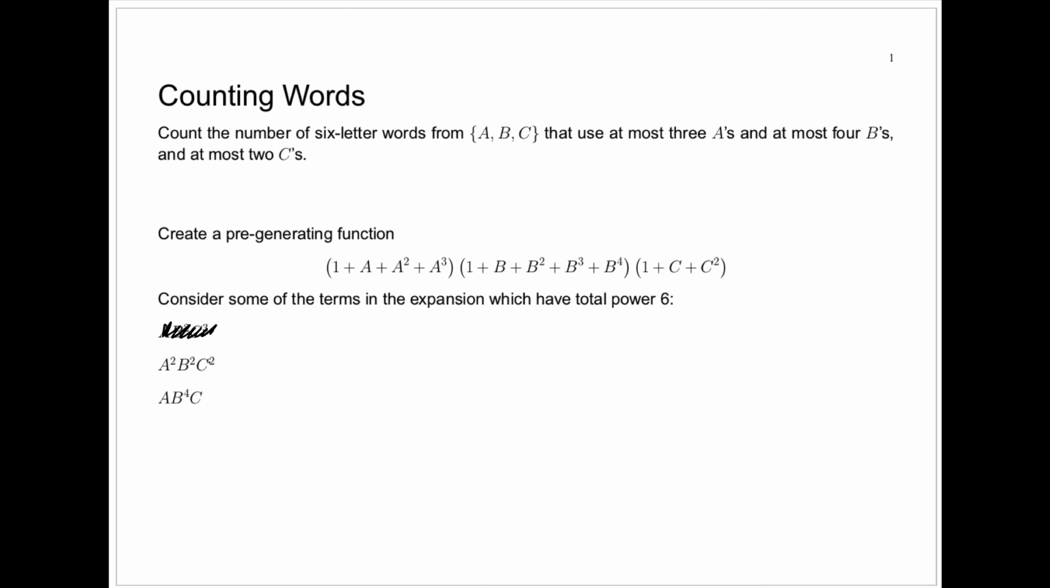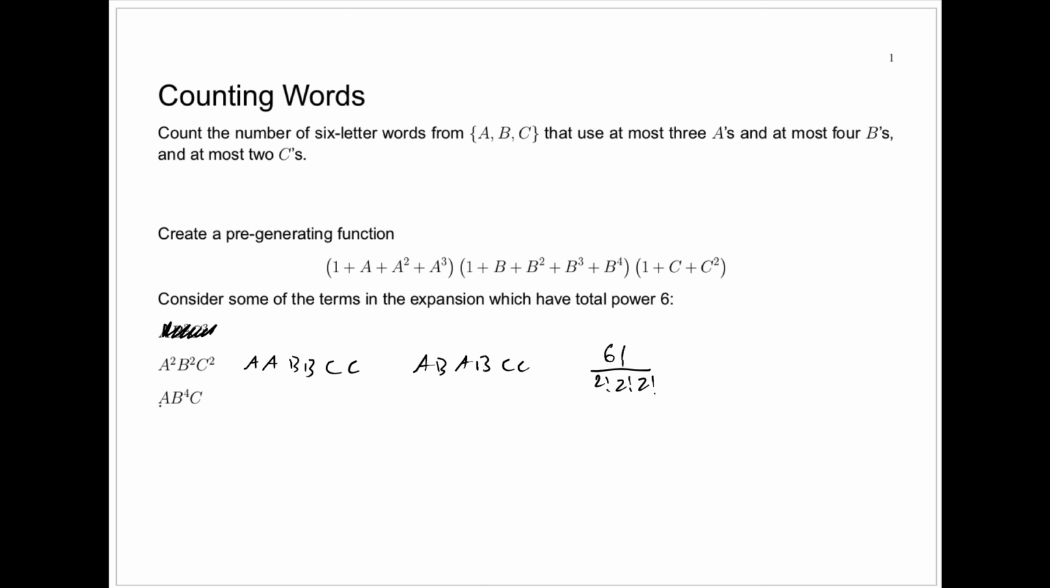Well, a word with 2 A's, 2 B's, and 2 C's would be something like AA, BB, CC. But there are many, many other choices. There are all the different rearrangements of this. It could be AB, AB, CC, and a huge number of different rearrangements. How many words would correspond to this one term which says we have 2 A's, 2 B's, and 2 C's? Well, the number of rearrangements is easily seen to be 6 factorial over 2 factorial, 2 factorial, 2 factorial. We've certainly discussed this problem in the past.